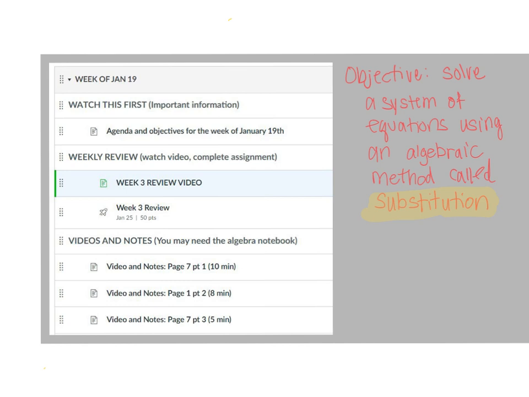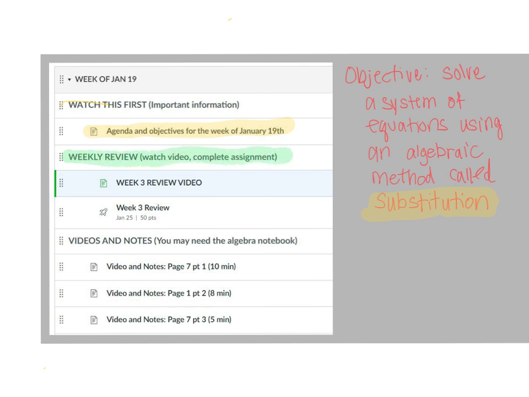So we're going to look at two algebraic methods, the first of which is called substitution, and then next week we'll look at a different method. Notice that this week in our module that we are currently viewing the agenda and objectives for the week. But do notice that the next thing I put in there was the weekly review.